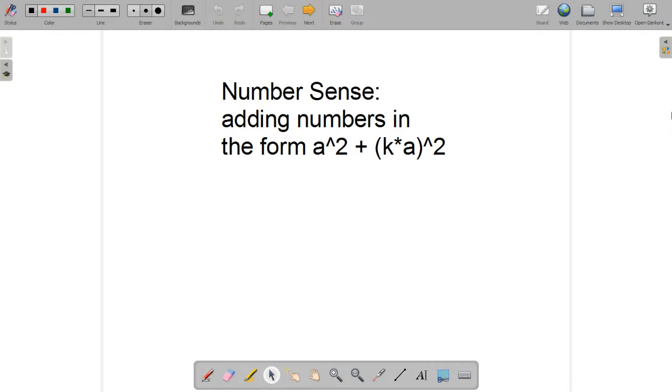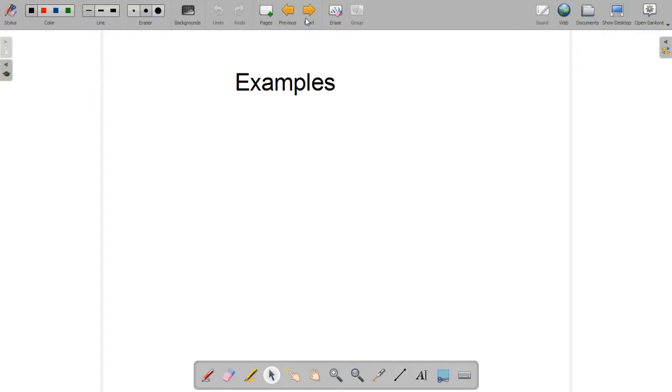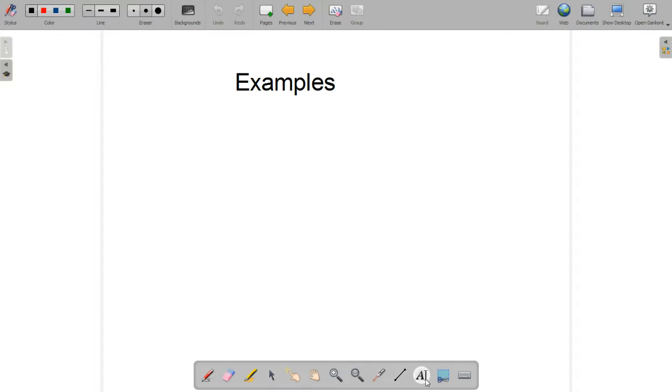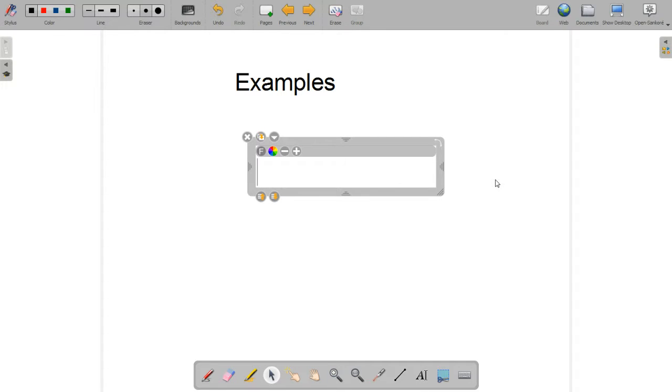In this one I will teach you how to add two numbers in the form a squared plus k times a raised to the 2. And if you don't understand what that means, I'm about to show you. It's best to show with examples, that's why I put examples there.